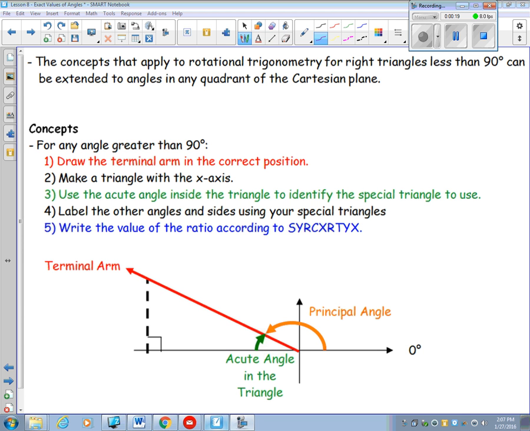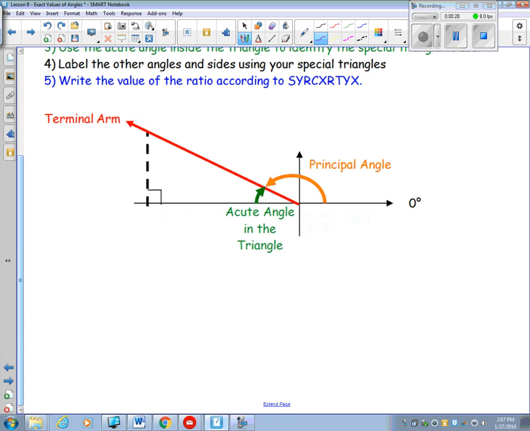So we still draw our terminal arm in the correct position. So go around counterclockwise from 0. We still make a triangle with the x-axis. But now, when we make that triangle, if you look at this diagram here, we're going to use the acute angle inside the triangle to figure out which special triangle we're using.